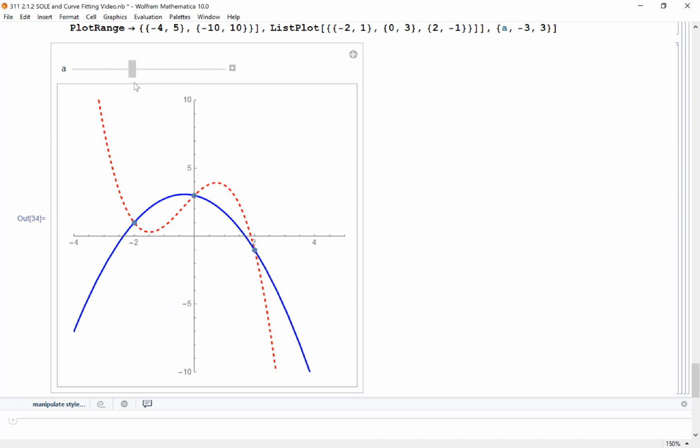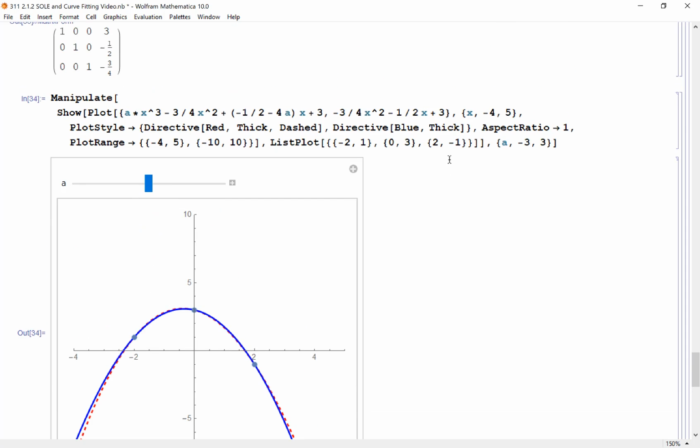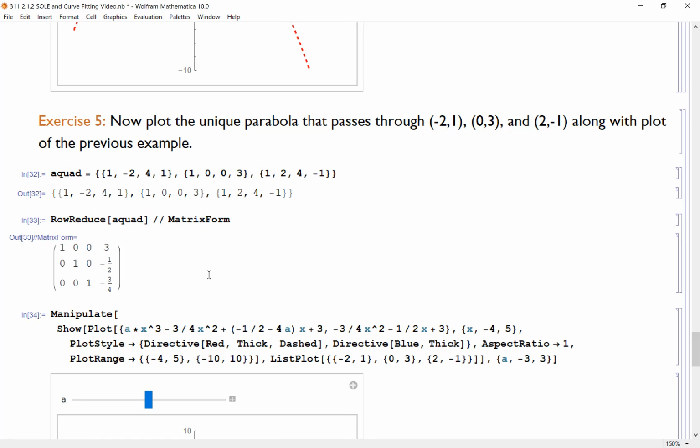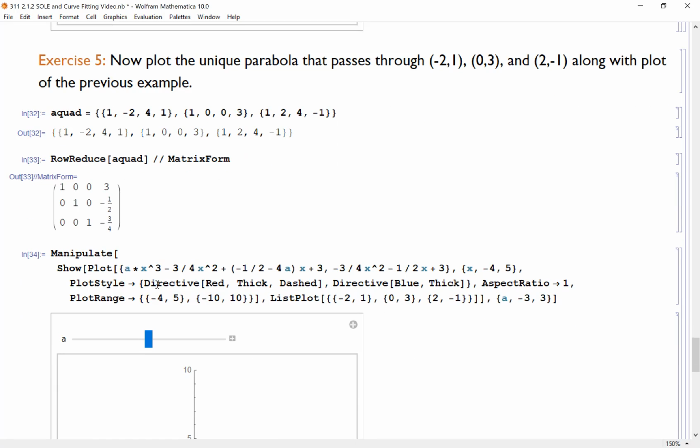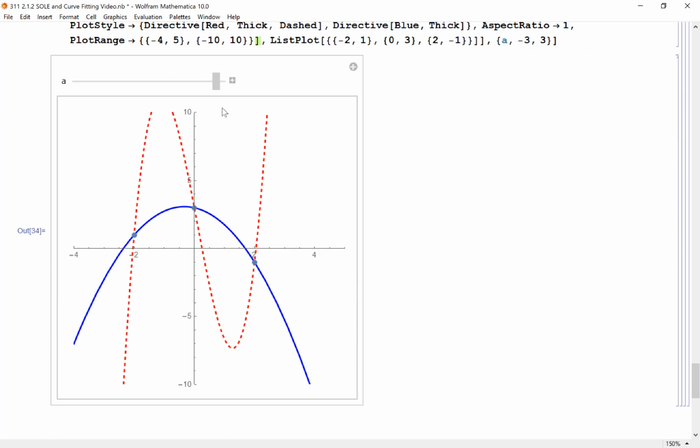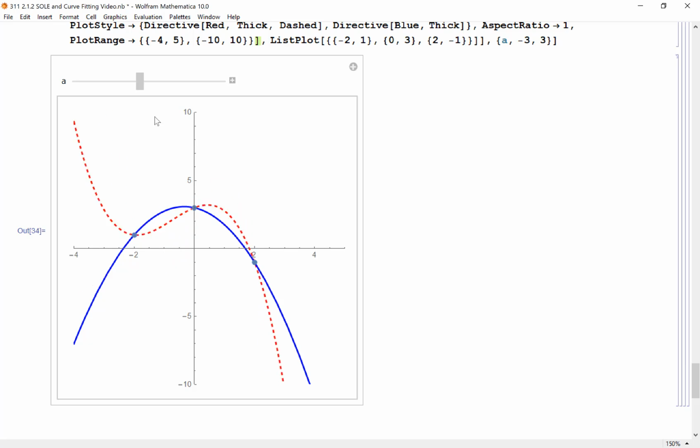And notice that as a gets closer to 0, they line up. And in fact, we really didn't have to row reduce a matrix to get this quadratic, because notice if I had taken this cubic and let a be 0, what happens? I end up with negative 3/4 x squared minus 1/2 x plus 3, which is exactly what we got when we did the row reduce method from earlier. But now we can see all these cubics, and we can see the unique quadratic that passes through them.